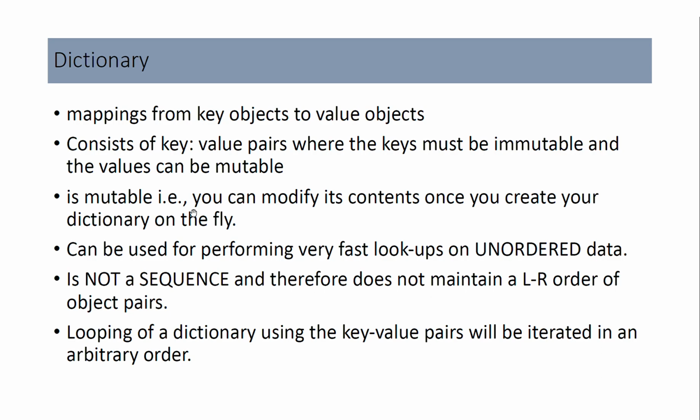A dictionary is a mapping from keys to value objects. It consists of key-value pairs where the keys must be immutable. Keys are immutable and values can be mutable. So keys cannot be changed, values can be changed. That's what it means: the values you can modify once you've created them inside your dictionary, on the fly. It can be used for performing very fast lookup on unordered data. It's not a sequence and therefore not maintained in left-to-right order of the object pairs. Looping over a dictionary, the key-value pairs will be iterated in arbitrary order.